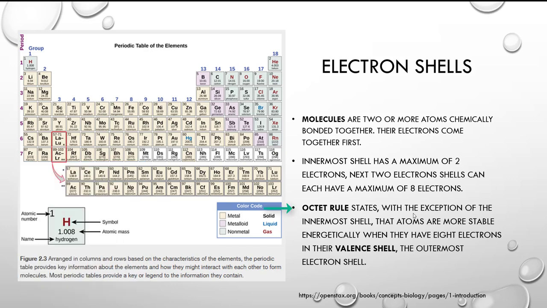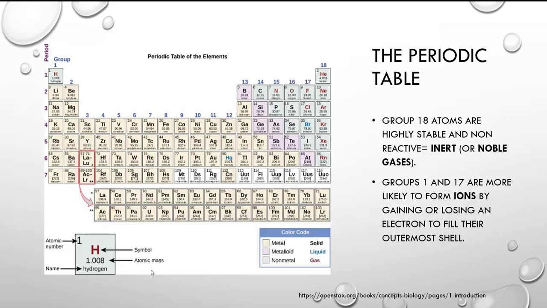That just states that, with the exception of the innermost shell, which holds 2, atoms are more stable energetically when they have 8 electrons. We call their outermost shell their valence shell. So the valence shell is just the outermost shell, right? So a couple more terms there for you.